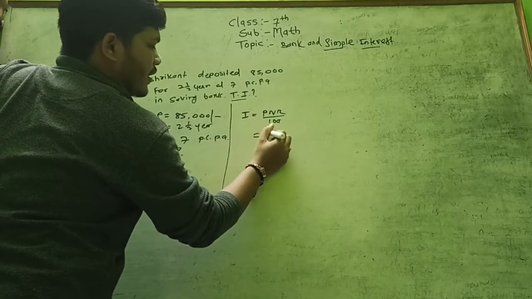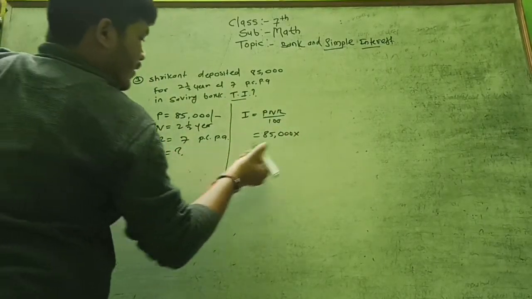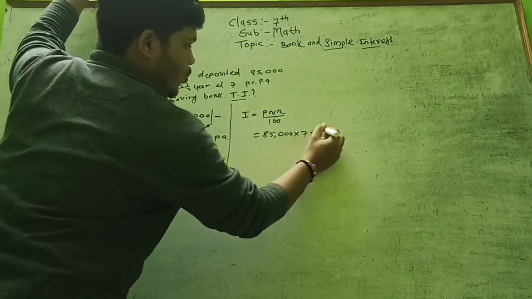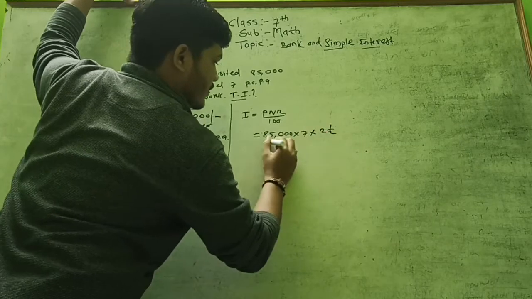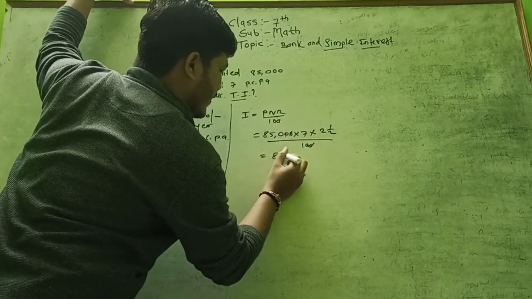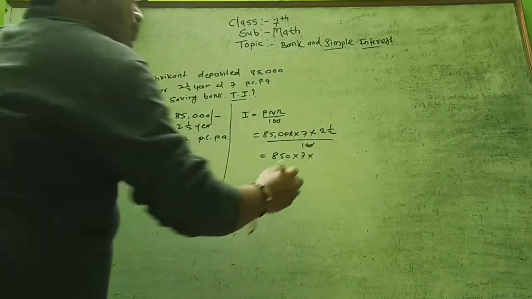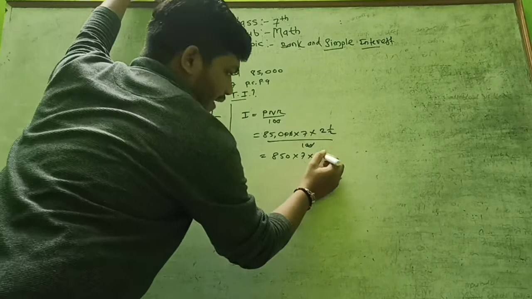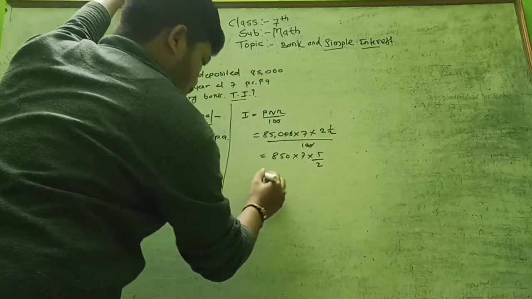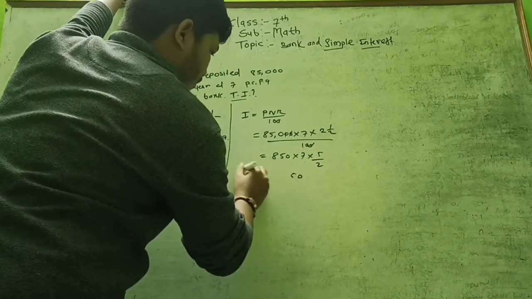The principal is 85,000 rupees, multiplied by N, which is 2.5 years, multiplied by R, which is 7, divided by 100. The zeros will cancel, so that's 850 multiplied by 7 multiplied by 2.5, and we can write 2.5 as 5 by 2. So 7 zeros are 0, 7 5s are 35, and so on.